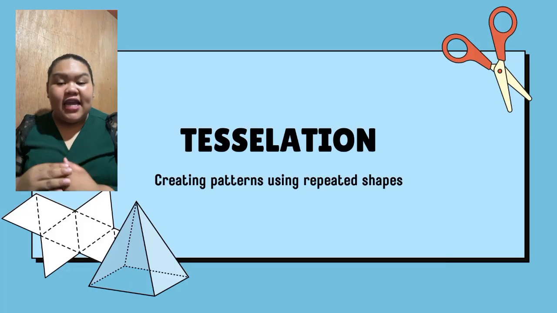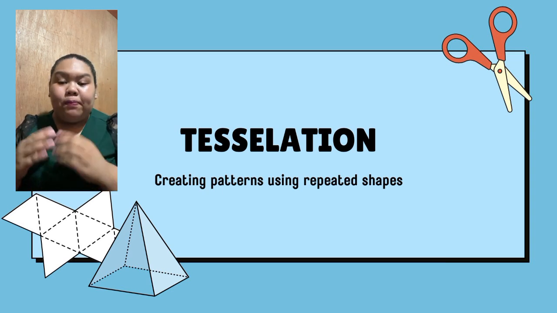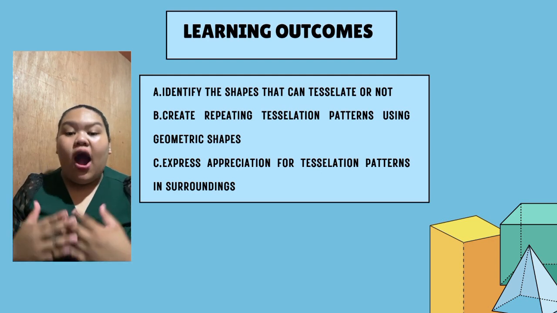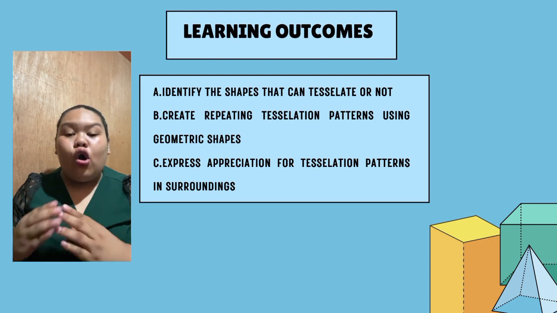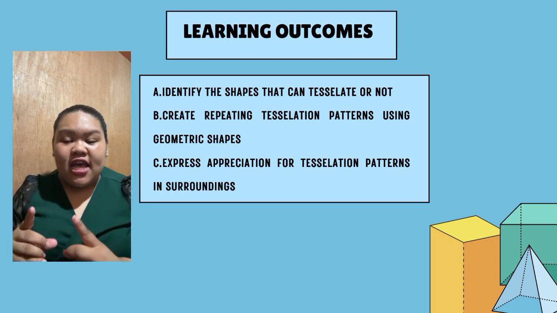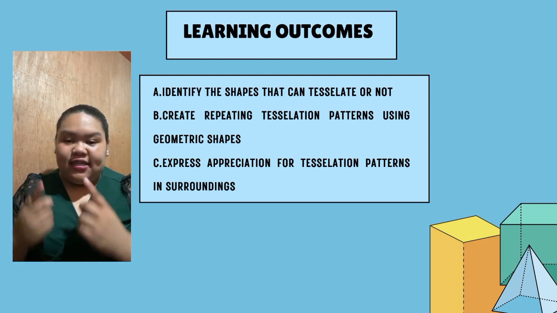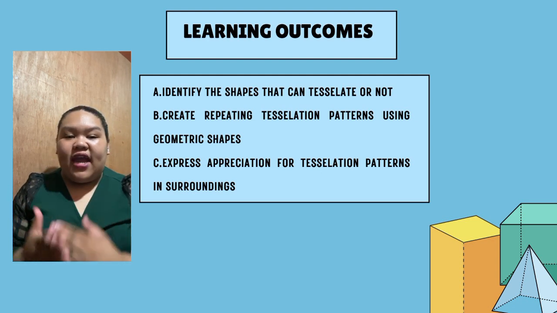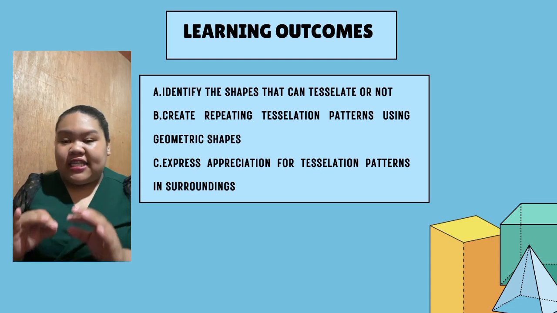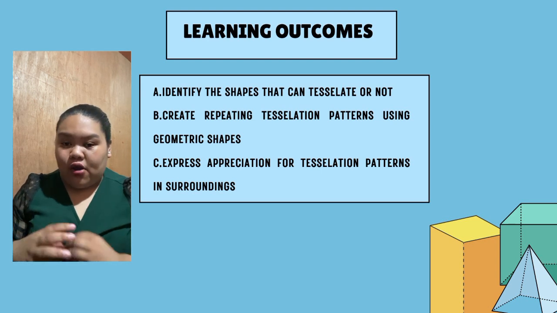Our topic for today is all about tessellation, creating patterns using repeated shapes. Before we begin our discussion, I will read to you our goal in this topic, or what our goal is after these discussions. First, I want you to identify the shapes that can tessellate or not. Second, you must create repeating tessellation patterns using geometric shapes. And lastly, you can express appreciation for tessellation patterns in surroundings.